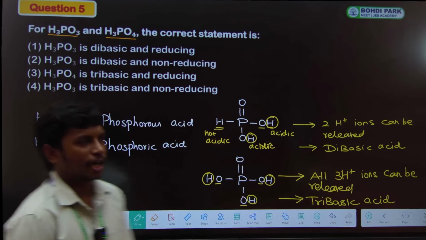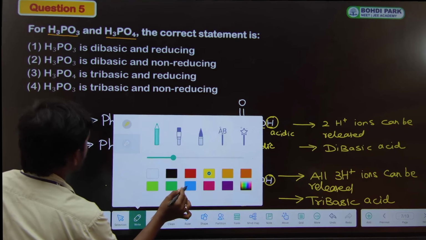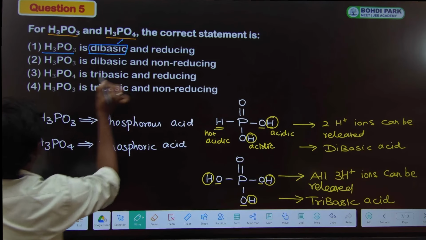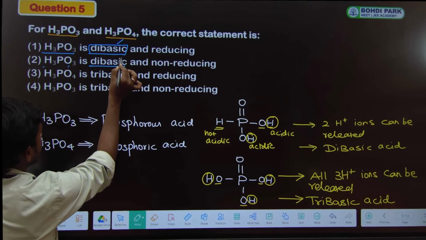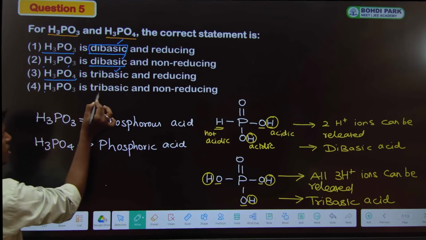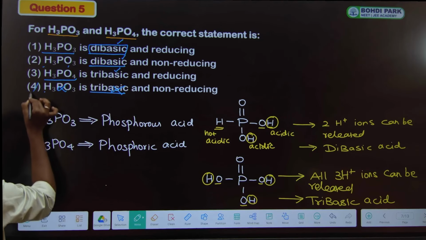Okay, now we have solved one part. So look at the first one, what have they given us? H3PO3 is a dibasic acid. Correct. H3PO4 is a tribasic acid. Correct. But H3PO4 is tribasic, not dibasic, so this is a wrong statement. So option 4 is wrong.